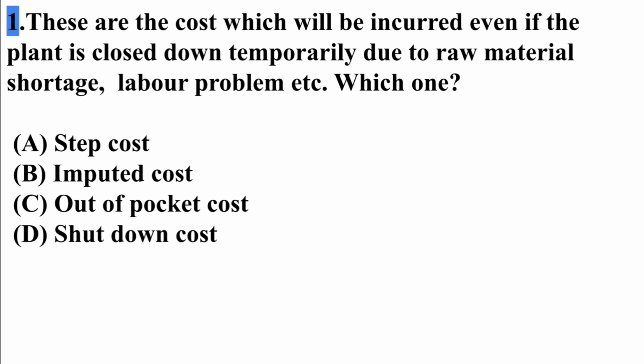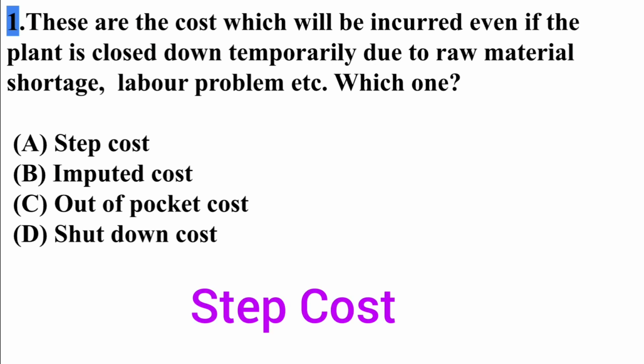So here is the first question. These are the costs which will be incurred even if the plant is closed down temporarily due to raw material shortage, labor problem, etc. Which one is the correct answer? Step cost, imputed cost, out-of-pocket cost, and shutdown cost. So what is step cost?